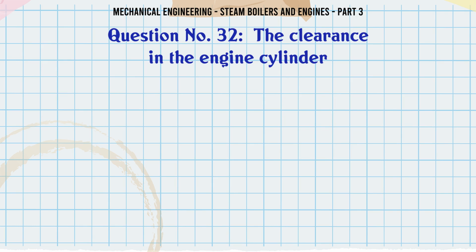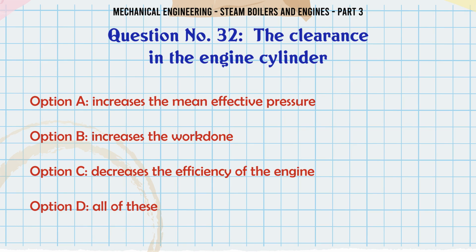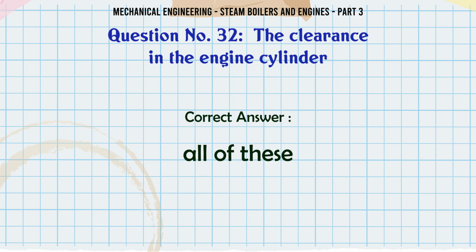The clearance in the engine cylinder. A. Increases the mean effective pressure. B. Increases the work done. C. Decreases the efficiency of the engine. D. All of these. The correct answer is all of these.